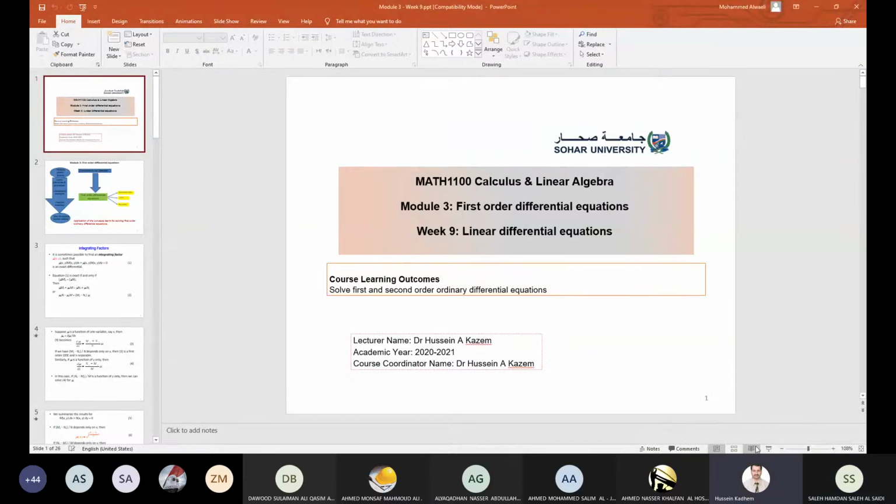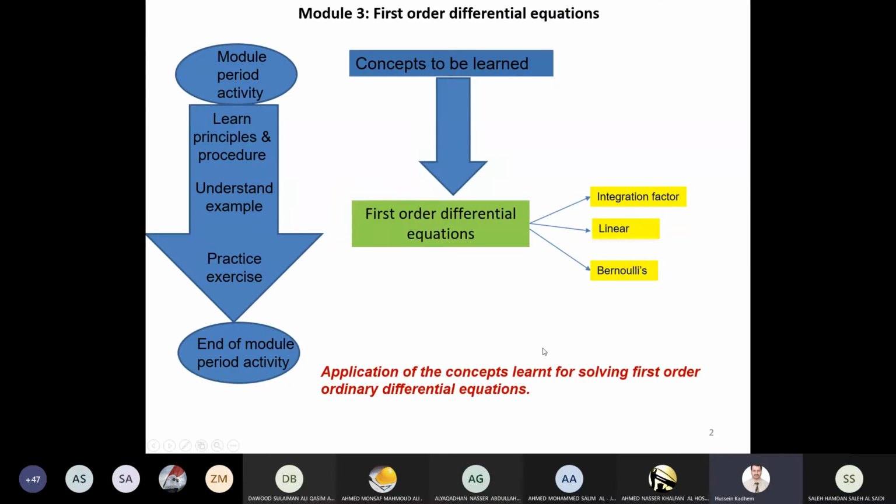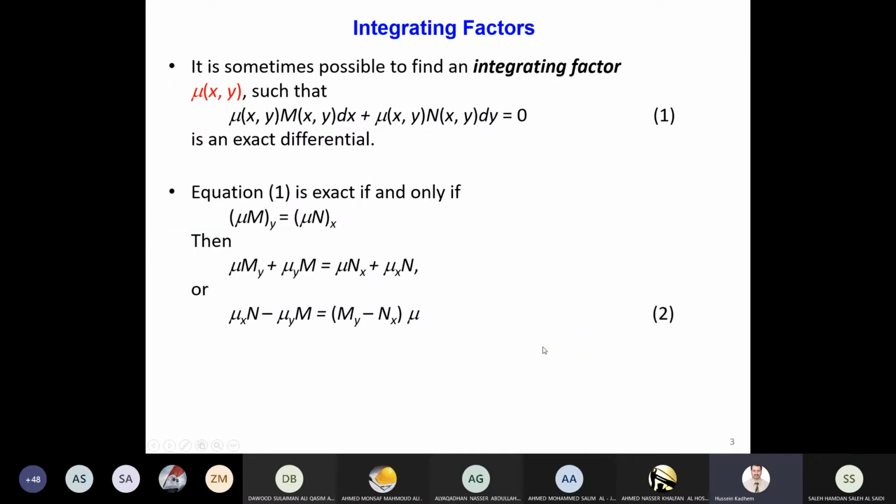Okay. Now, just to remind you, last time we talked about exact equations. We mentioned that an exact equation comes in this form: M dx plus N dy equals 0. To solve it as an exact equation, we need to satisfy a condition. The condition says partial M over partial y should equal partial N over partial x.